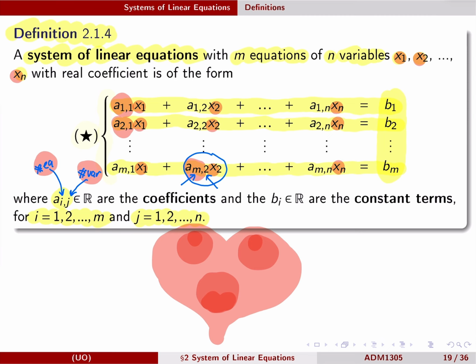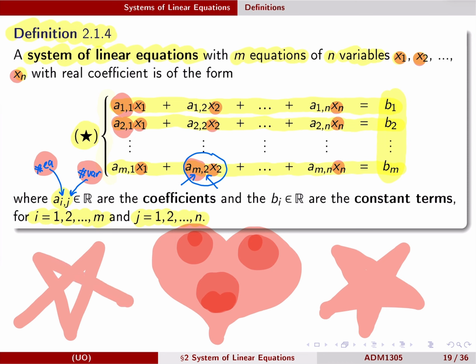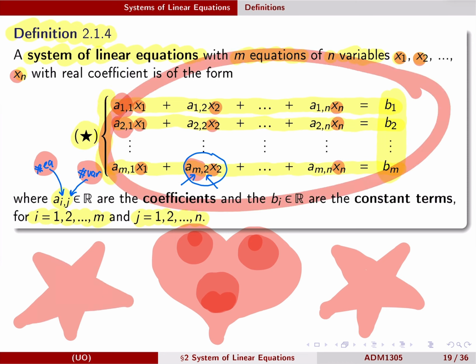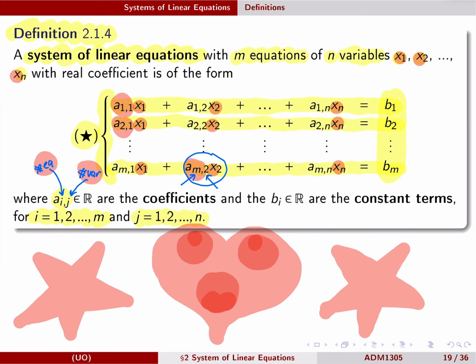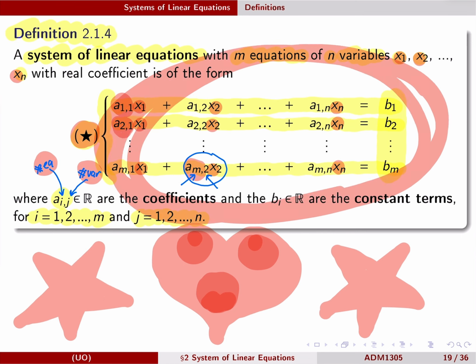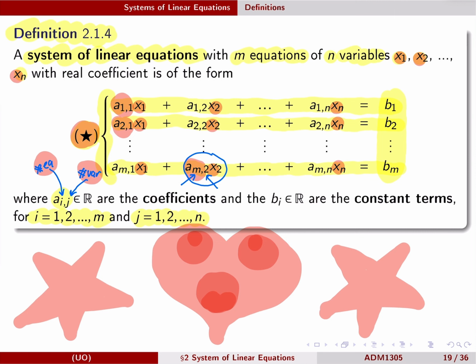And in general, in this chapter, if I'm referring to this general system of linear equations of m equations with n variables, I might just be using that little star logo instead of copy pasting this big fat brace of equations, just to save some space. So every time you're going to see that star, I'm just talking about the general system of linear equations with m equations of n variables.